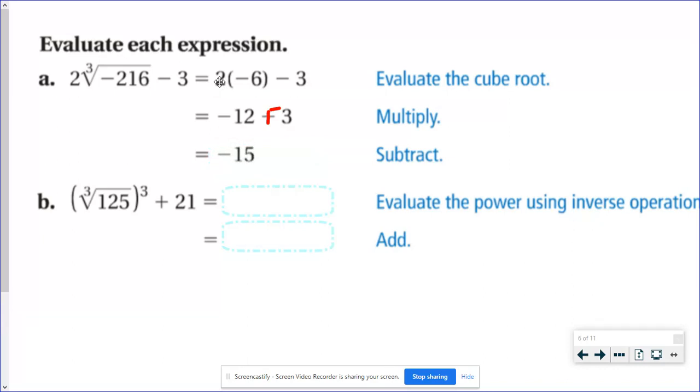In B, again, we said in the last lesson, you could do this, the cube root of 125. This would be 5, and then 5 to the third power. Oh, it's right back to 125. This cube and the cube root undo each other. So this is really just going to be 125 plus 21, which just gives me 146.